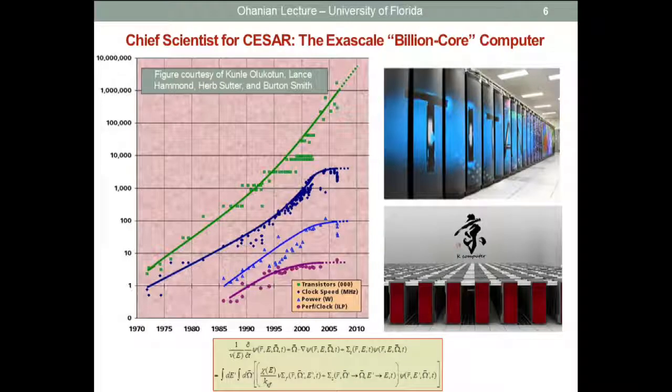I also serve as chief scientist for the Center for Exascale Computing, and I'm quite optimistic about the future of high-performance computing. DOE believes and always has in high-performance computing, and we throw literally billions of dollars at high-performance computing. It's very difficult for us to wring performance out of these machines, and we're now in the midst of a big DOE project to build a billion-core computer.